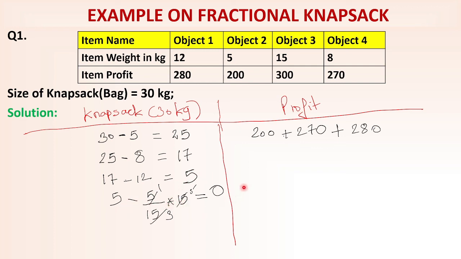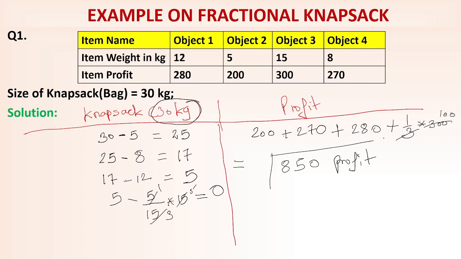And how much profit did we get from this 1 by 3rd part? From the 1 by 3rd part, the total profit is 300. But inside the knapsack we took only 1/3 of 15 kg. So 1/3 into 300. And now just add this. So after adding, you will get 850 profit in total. So your knapsack is full now. You have put 30 kg of items inside the knapsack and you got the profit of 850.